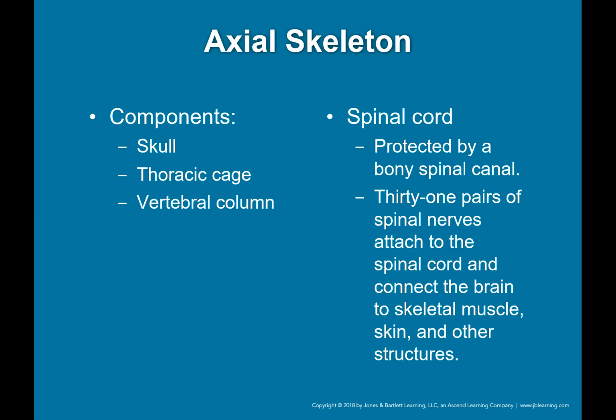Our axial skeleton, remember, runs up and down: skull, thoracic cage, and the vertebrae within our back. Now, their main job is to literally protect the spinal cord. We have our brain and our spinal cord, which make up our nervous system. That's really it, and the main job of these is to protect that. Our thoracic cage also protects our heart and our lungs, but the skull and the vertebral column, or our vertebrae in our back, are there to protect our spinal cord.